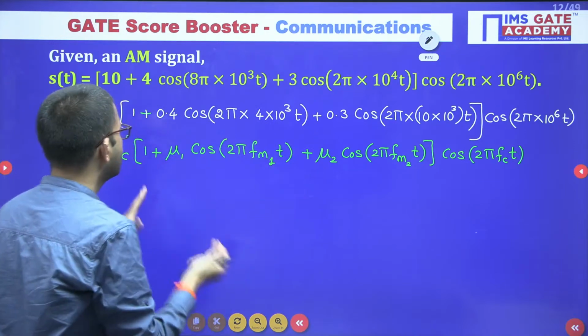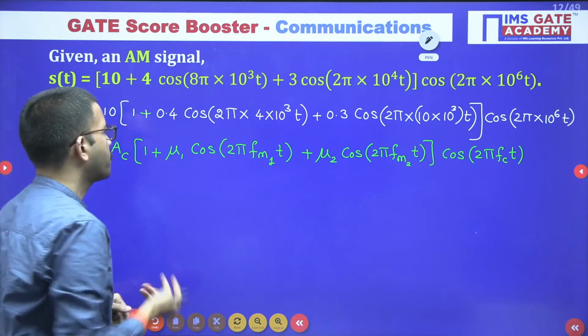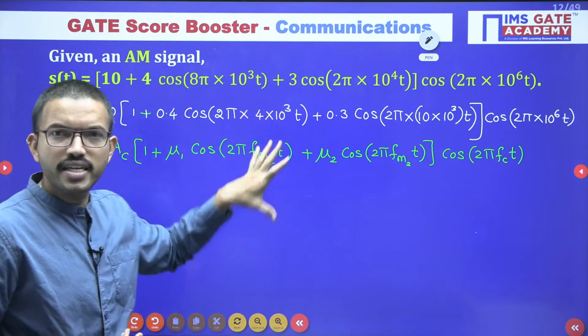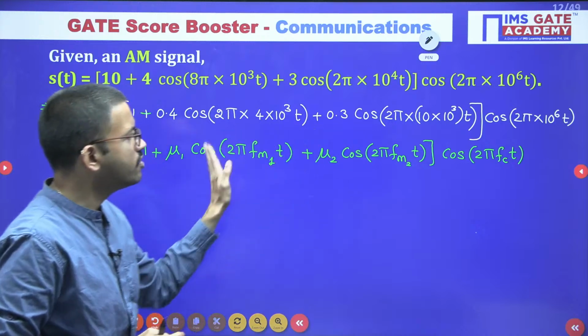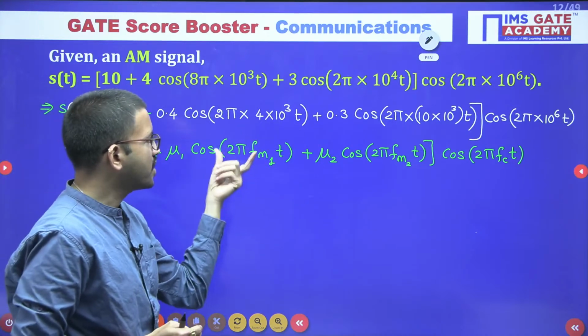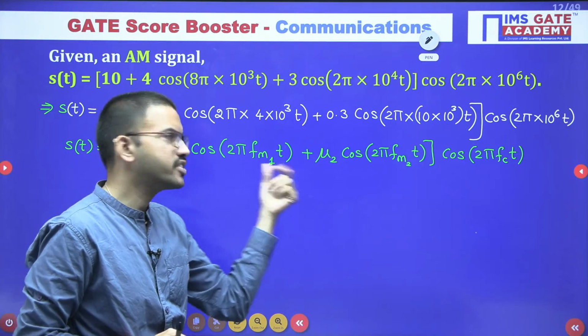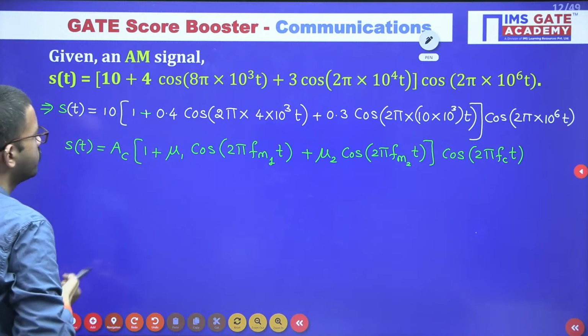So whenever you have an AM signal, we have to take Ac into cos 2 pi fc t common. Then whatever equation you get, that is the standard AM signal. If you have single tone, this part won't be there. Whenever multi-tone is there, accordingly, here in this case 2 frequencies means 2 terms. If you have 3 frequencies, you will get 3 terms like this. Right, now you can compare both equations.